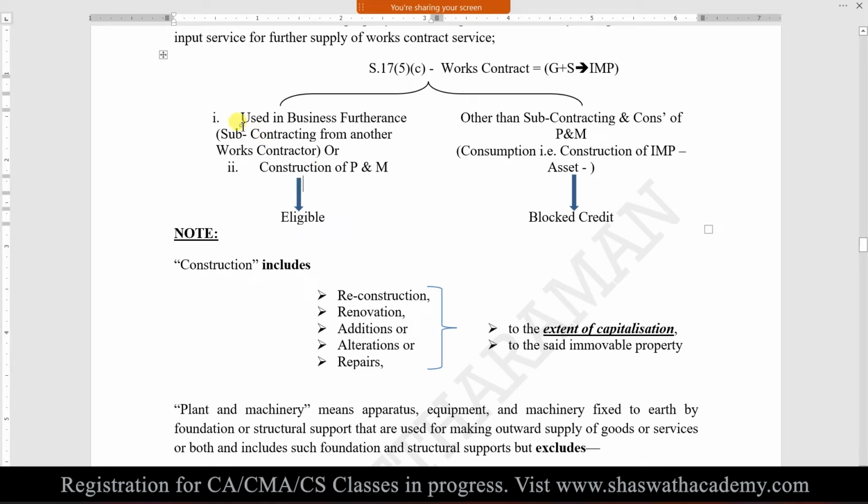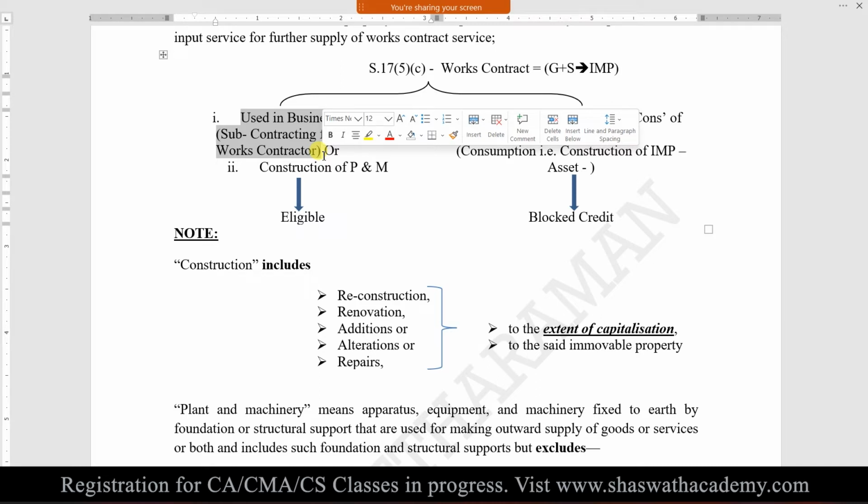Sir, used in subcontracting, I need not explain, because we already covered it in the previous provision 17(5)(b). Same way, here also, used in subcontracting means used by the person who is in the same line of business. Sir, I am a works contractor and I am taking a service from another works contractor for the purpose of executing my business, then it's fine.